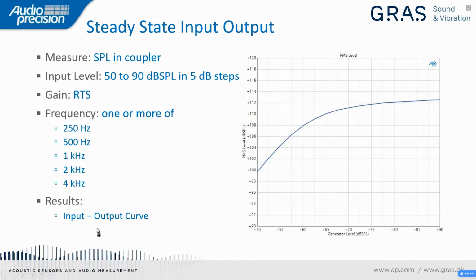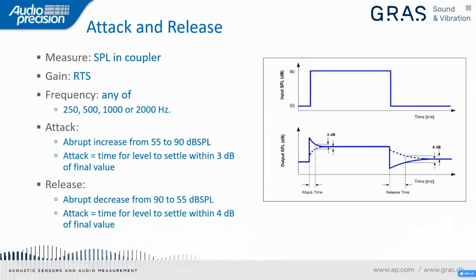Another measurement for hearing aids with automatic gain control is the attack and release. Here we're generating a sine signal at any of these 4 frequencies, 250, 500, 1K, or 2 kilohertz. The way this is done, we abruptly increase the level from 55 dB/SPL to 90. This would be the envelope of the curve here on the input side, and on the output of the hearing aid, we'll see an overshoot, and then the signal settles back to its steady state level. The attack time is the time that it takes from the time of the jump until the level settles within plus or minus 3 dB of the steady state value.